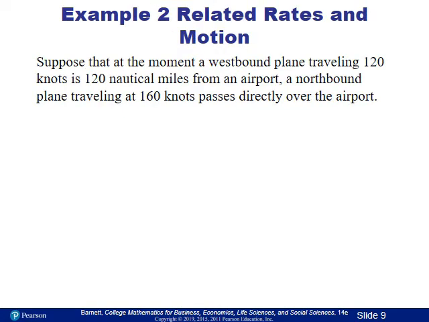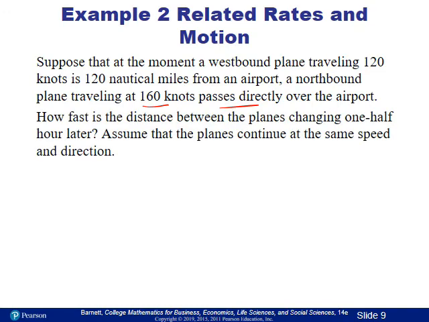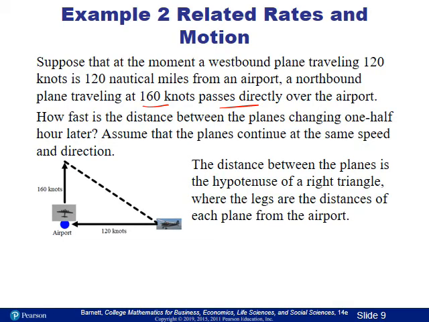For example, suppose that at a moment a westbound plane traveling 120 knots is 120 nautical miles from an airport. A northbound plane traveling at 160 knots passes directly over the airport. How fast is the distance between the planes changing half an hour later? Assume that the planes continue at the same speed and direction. One plane is moving in this direction, the other one is moving in this direction.